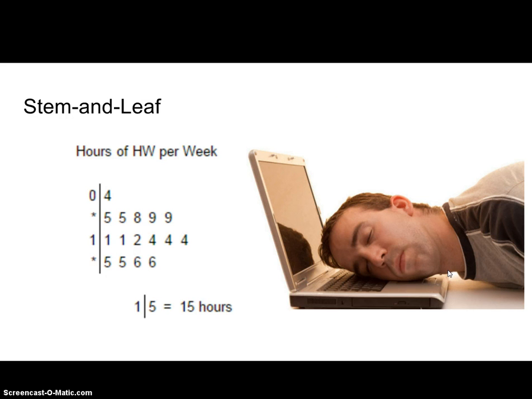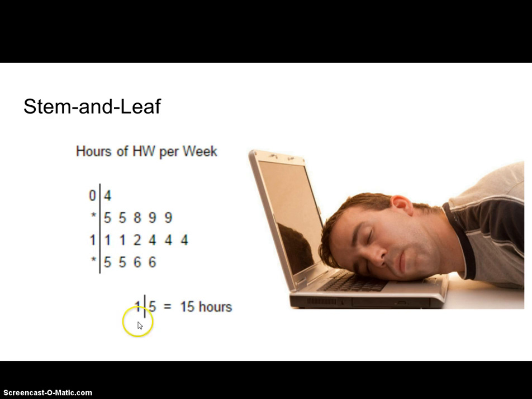We also have a stem and leaf plot. So this is hours of homework per week that somebody's done. Now, a stem and leaf plot looks basically like a histogram or a dot plot on the side, except we're actually showing the actual data. So this is where our stem is going to go. If you think of a tree, this is the stem, and coming off the stem are a bunch of leaves.